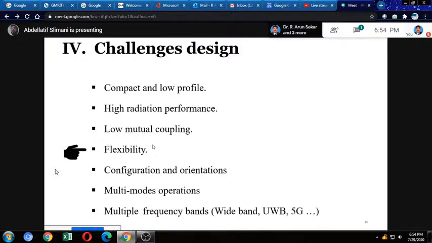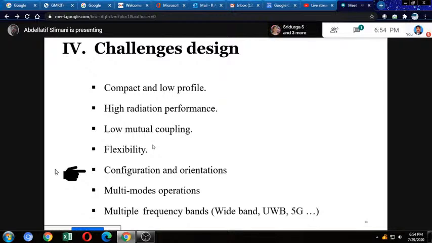Flexibility: we talk about flexible antennas that we can put on any structures, any circuits. We talk about flexible antennas or array antennas. Configuration and orientation. So for configuration, I talk about frequency, resonance frequency or frequency of function.